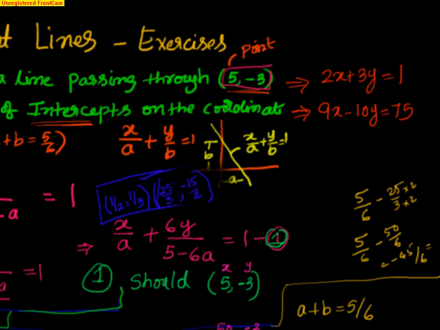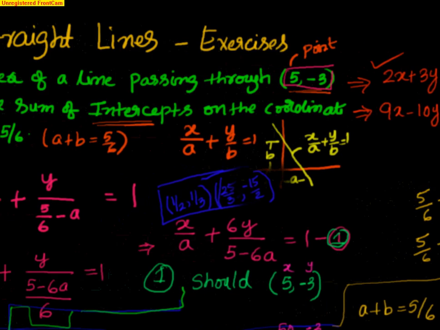Now let's substitute this point and see whether it's satisfying or not. 2 into 5, 10. Minus 3 into 3, 9. 10 minus 9 is 1. Super. 9 into 5 is 45. Minus 10 into y. Y is minus 3. 10 into 3 is 30. Minus into minus is plus. 45 plus 30 is 75. So we are good to go. Okay. This is one problem we have solved. We will see some more interesting problems in the next video.